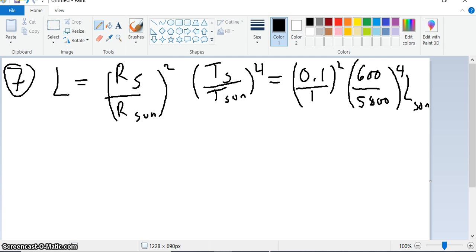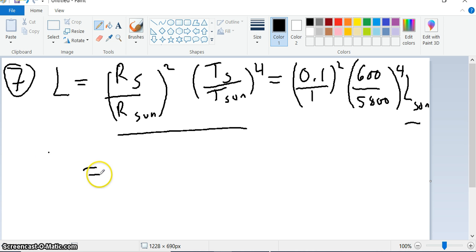All right, so here's number 7. What is the luminosity in solar units of a brown dwarf whose radius is 0.1 times the radius of the sun and the surface temperature is 600? All right, so we're using this equation right here. They give us all the numbers. So it's really 0.1 squared times the temperature of the brown dwarf divided by the temperature of the sun, and whatever that number is, it's going to be multiplied by the luminosity of the sun.